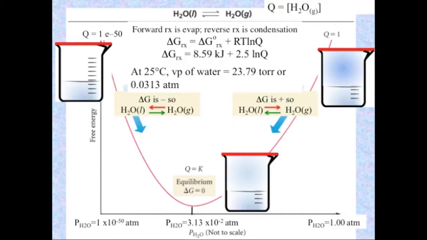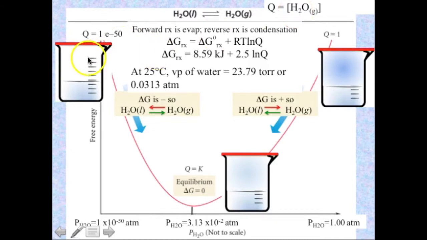Now, just to help you visualize what happens here with these equations, suppose we have liquid water in equilibrium with water vapor. The Q for this process is going to be simply the partial pressure of the water vapor. Yes, it's products over reagents, but the reagent is pure liquid water, so it doesn't appear in the mass action equation, remember? So Q equals the partial pressure of water vapor.